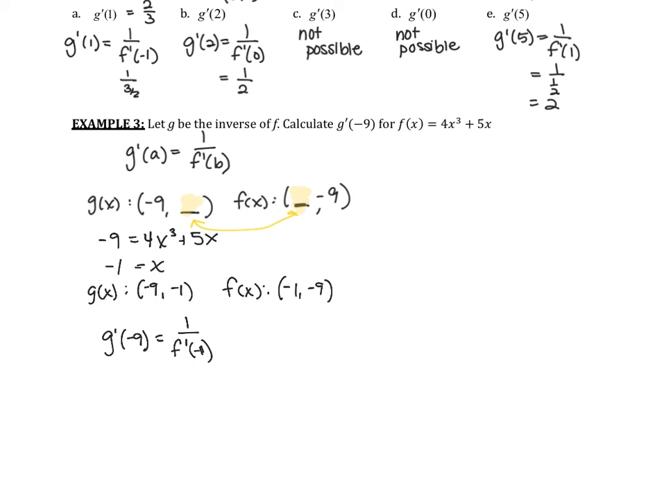So f prime of -1, well, we know f of x equals 4x cubed plus 5x. So f prime is 12x squared plus 5. And if I plug in -1, I would get 12 plus 5, or 17. So g prime of -9 is 1 over 17.